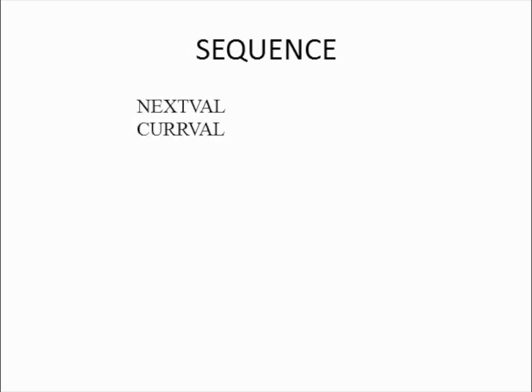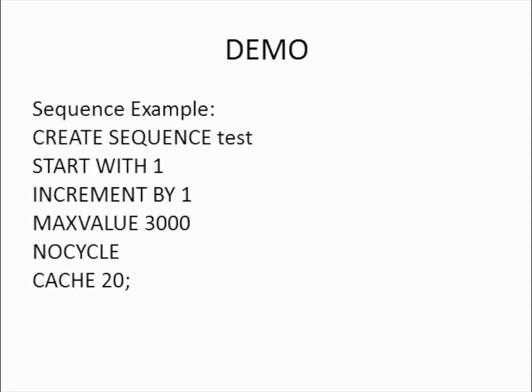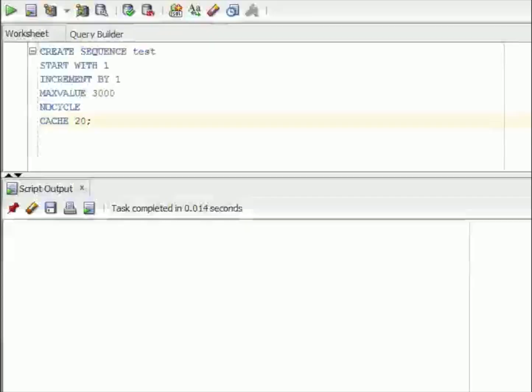Sequence name.nextVal will issue the next number, whereas sequence name.currVal or current value will show the current value of the sequence. This is a demo of creating sequence, next value and current value.